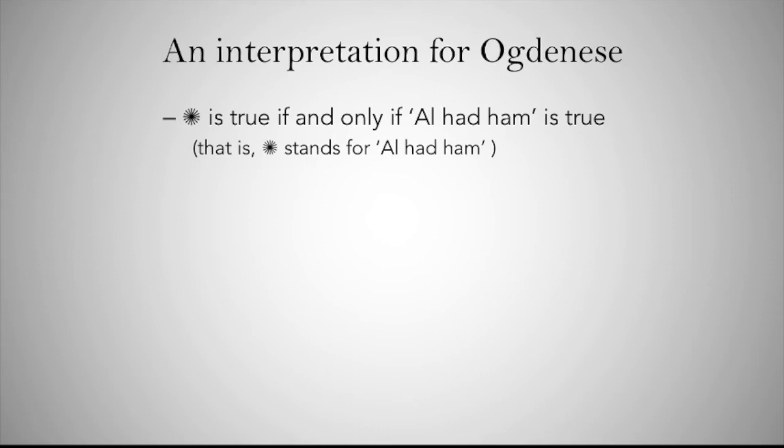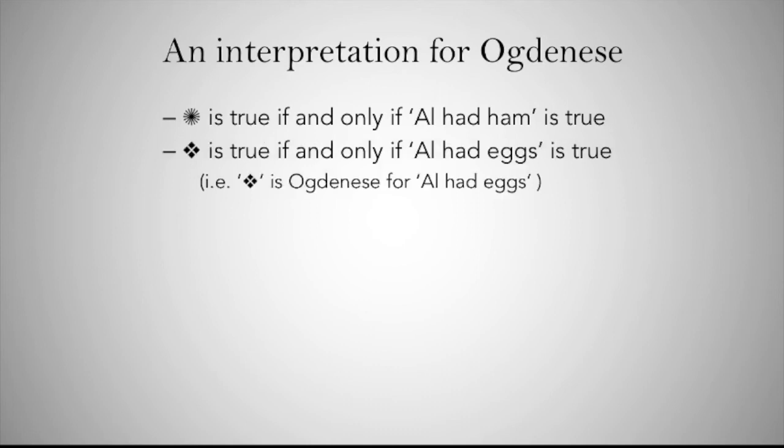So this star is true if and only if Al had ham is true. That is, let us assume that that star stands for Al had ham. And then this other symbol is true if and only if Al had eggs is true, which is equivalent to saying that this other symbol is Ogdenese for Al had eggs.